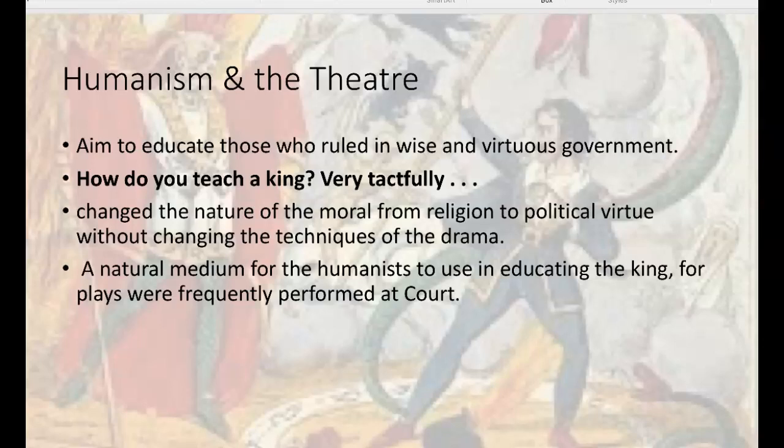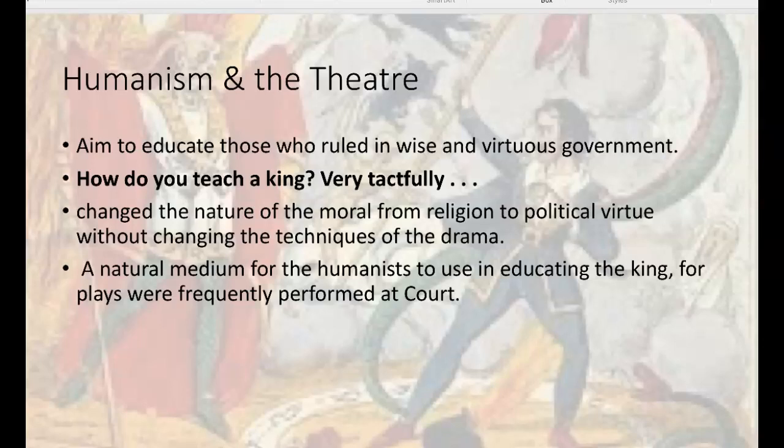And how do you teach a king? Well, very tactfully. You can't come right out and say things that are disrespectful to the crown, but you can offer alternative views of situations through literature and the art. And the Elizabethan theater and humanism changes the nature of the moral.